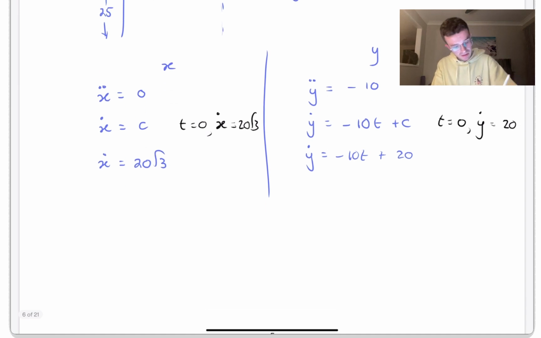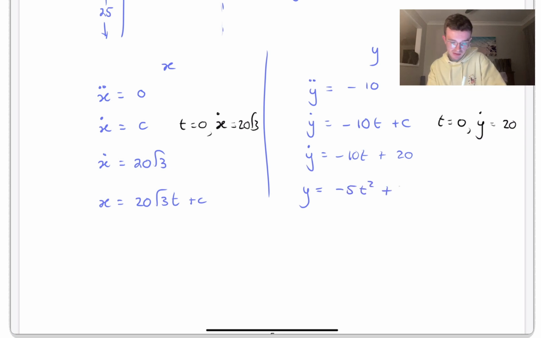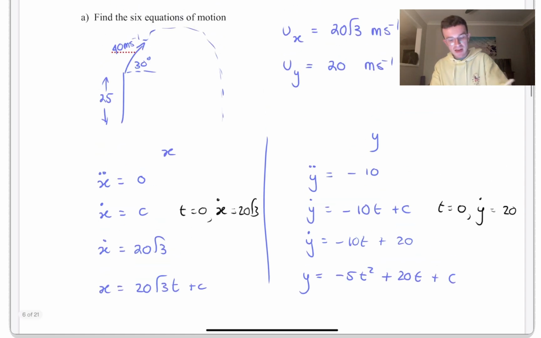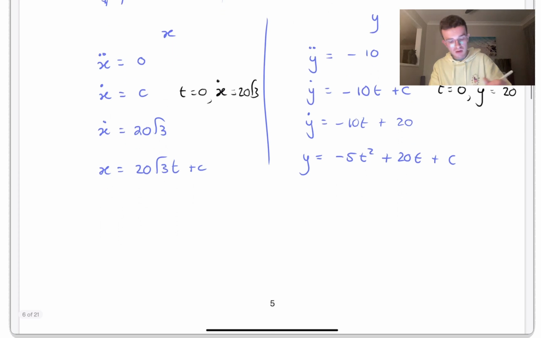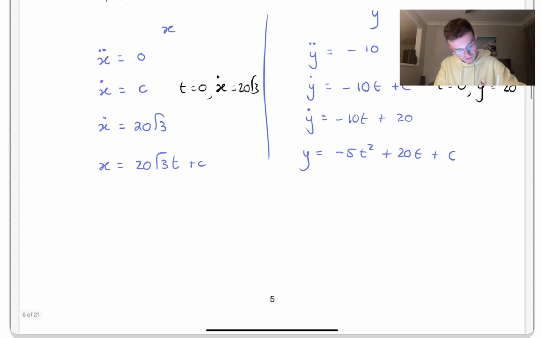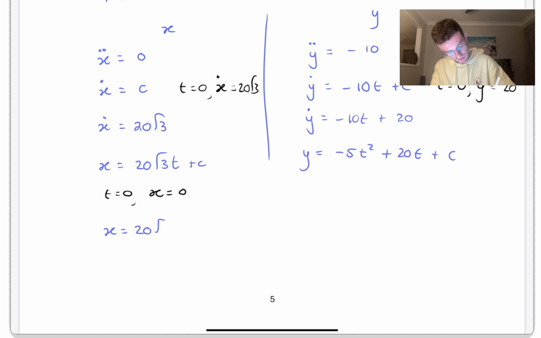Let's integrate again. So integrate that. We're going to get 20 root 3t plus c. And y is going to equal, if we integrate minus 10t, we're going to get minus 5t squared plus 20t plus c. Now this object, we're going to say, okay, it starts initially here. We're going to say it starts at the point 0 and it's up 25. So it's starting at the point 0, 25, which means when t equals 0, x is equal to 0. So that actually means that that plus c is 0. So x is 20 root 3t.